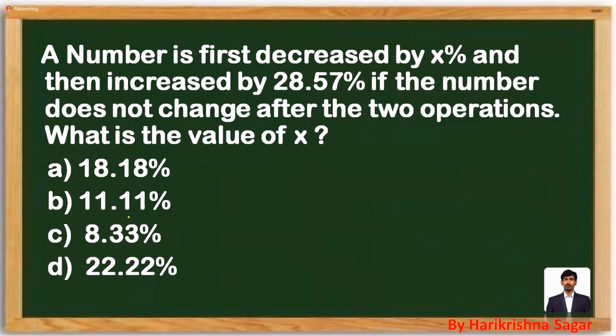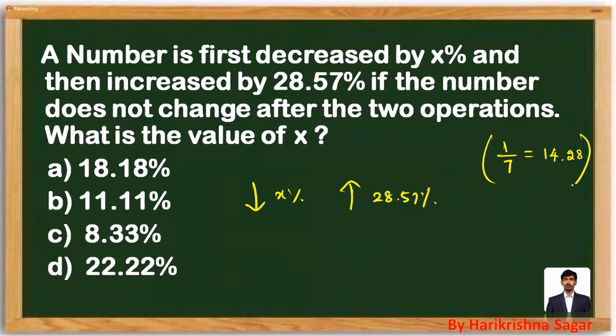So very simple data. Only the thing is you have to get a clarity. A number is first decreased by X percentage. Then again it is increased by 28.57. What is this number? You have to get a clarity. If you remember, 1 by 7 is going to be 14.28 percentage. So this is exactly double of it, 28.56.